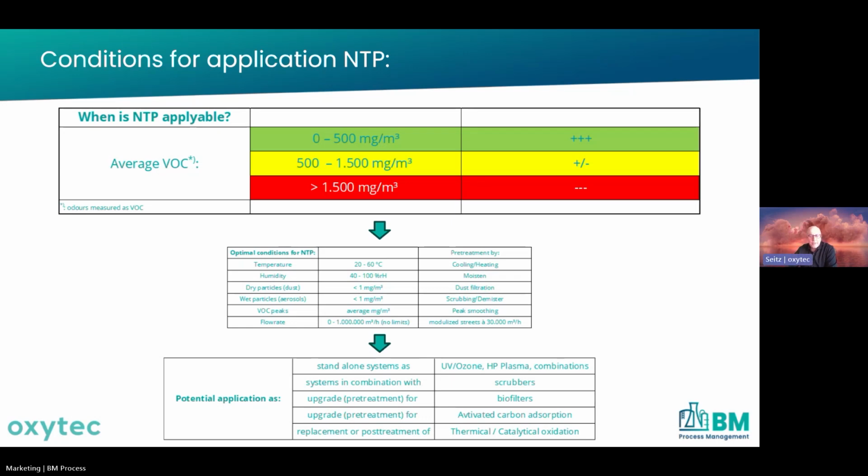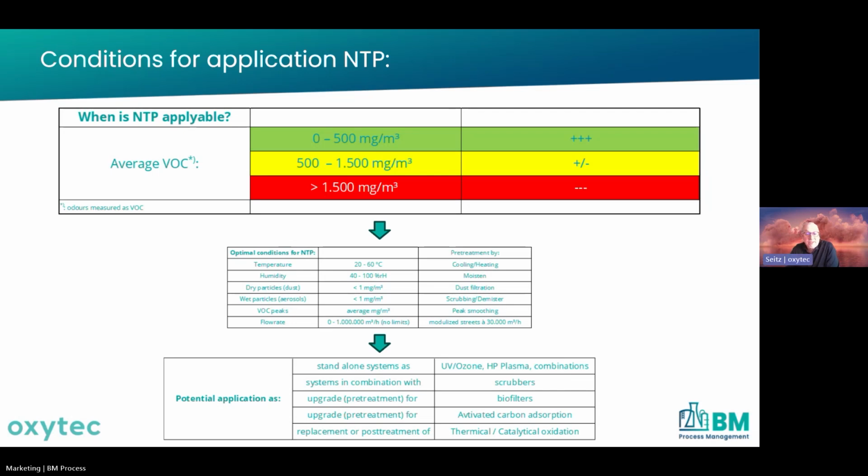With that knowledge, we also have to care for the optimal conditions for a UV or plasma application. One of them is the temperature. The optimal temperature is 20 to 60 degrees. And if it's higher, for example, when you come from a roasting process or from a drying oven, then we have to cool the air. The optimal humidity for formation of OH radicals is 40 to 100% humidity. And if it's below 40, I would say we moisten it. We put some water into the air.